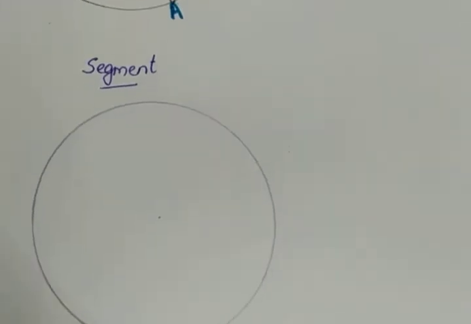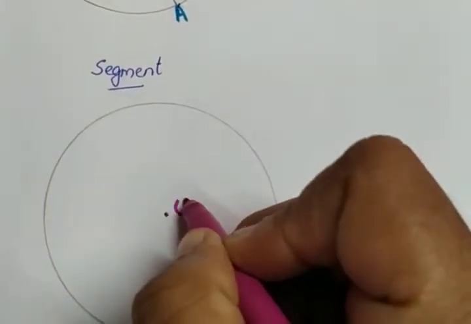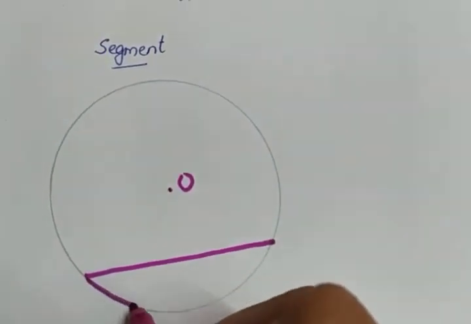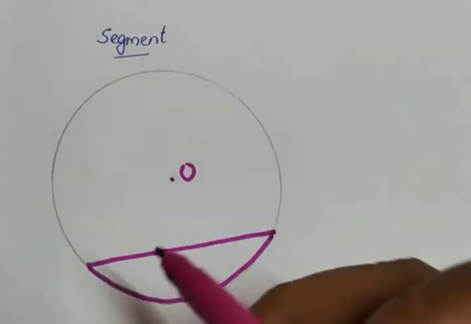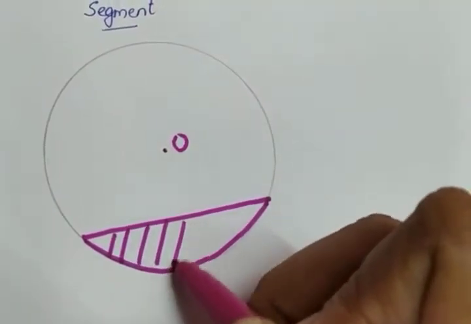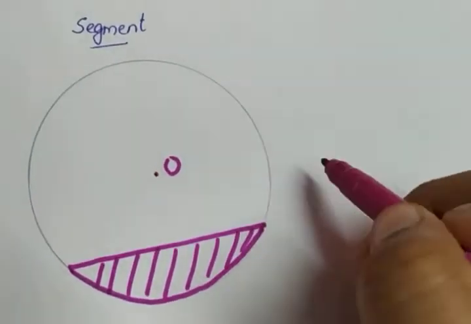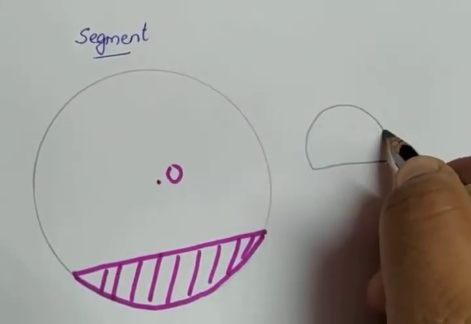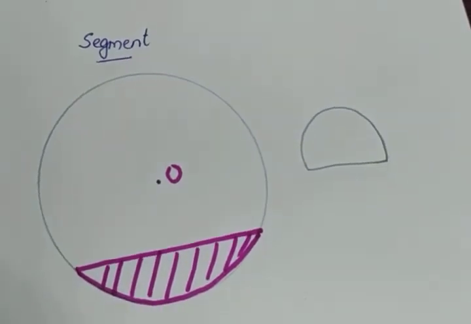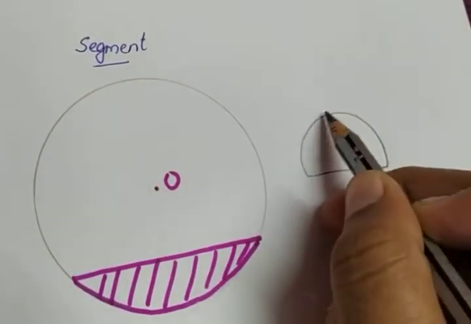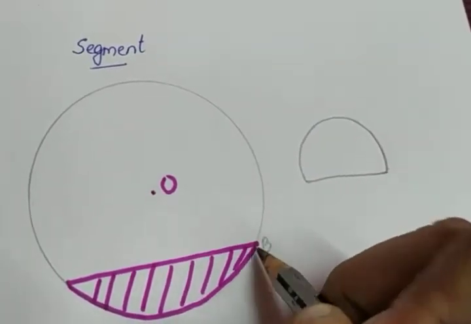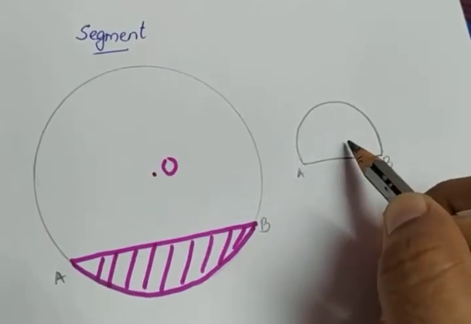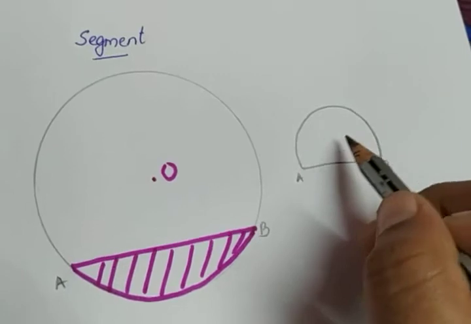So if I am drawing a chord, here also this is the center O. The chord can be any chord, even the diameter. So this is the chord and this is the corresponding arc, isn't it? So this is the segment. The shaded region is the segment. In the same way, if I draw the unshaded portion separately, there is also an arc and a chord. If I name the chord as AB, the same chord AB is here also. So this is also a portion enclosed by a chord and an arc. So this is also a segment.